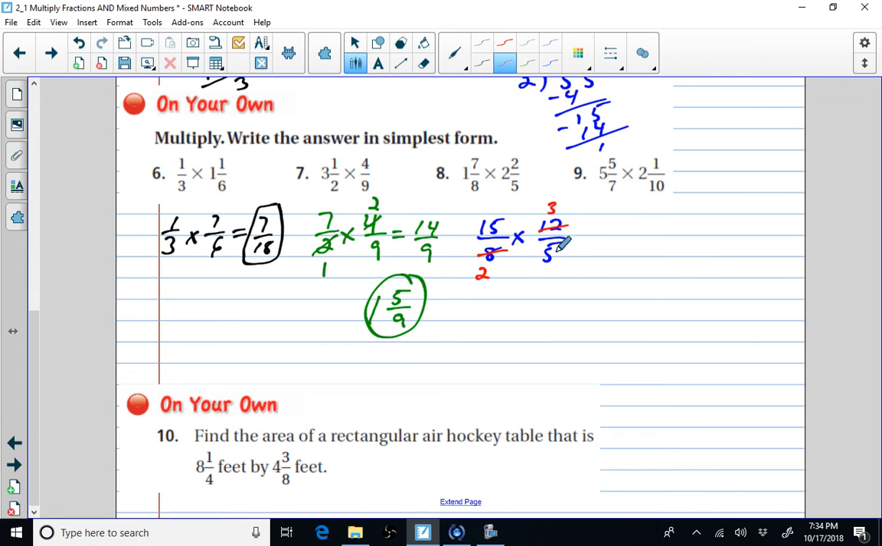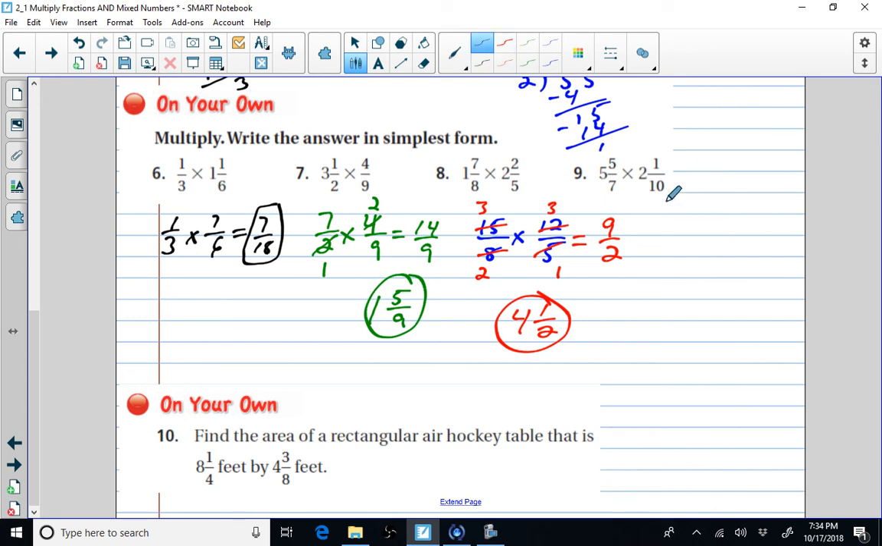15 and 5 have a common factor of 5. 5 divided by 5 is 1. 15 divided by 5 is 3. I multiply numerator times numerator, denominator times denominator, and then I divide. 2 goes into 9 4 times with 1 left over. So 9/2 is the same as 4 and a half.